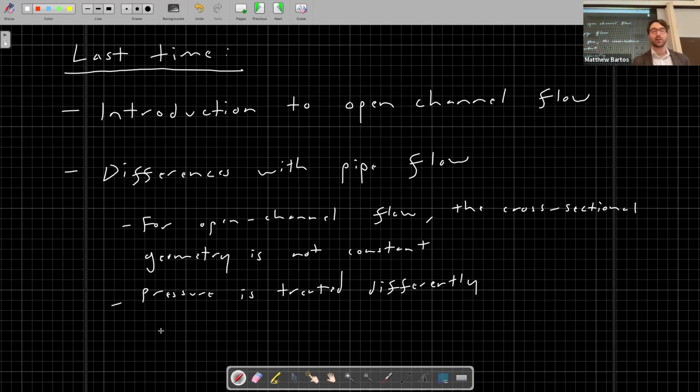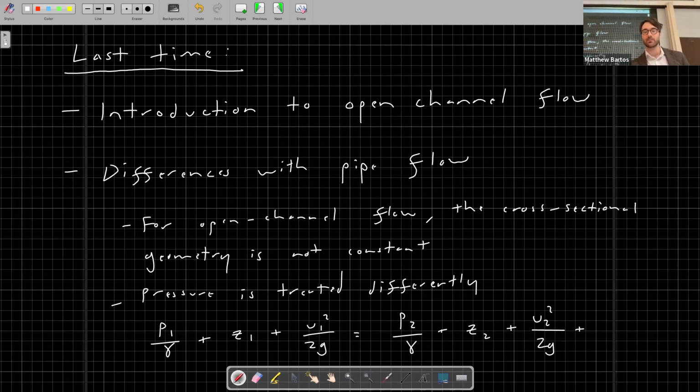You'll remember our energy equation for pressurized pipe flow was something like this: P1 over gamma plus Z1 plus U1 squared over 2g is equal to P2 over gamma plus Z2 plus U2 squared over 2g plus any head losses from 1 to 2. How does this energy equation change for the case of open channel flow?